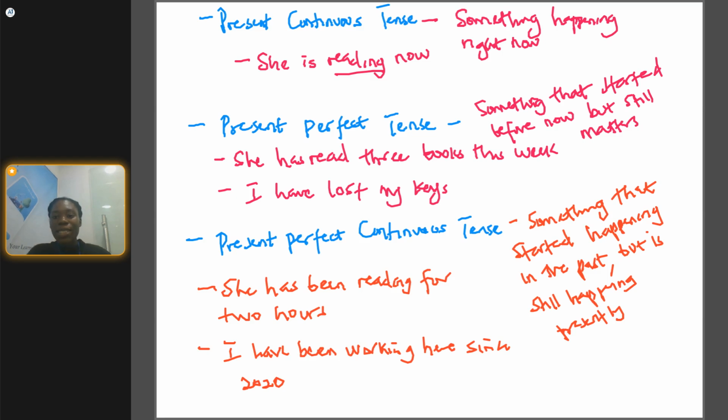So that's for the present tenses. For the present tenses, we looked at four sub tenses, and that's the simple present, the present continuous, the present perfect, and the present perfect continuous. All right, then we quickly look at past tenses. I'm going to wipe off the board now.